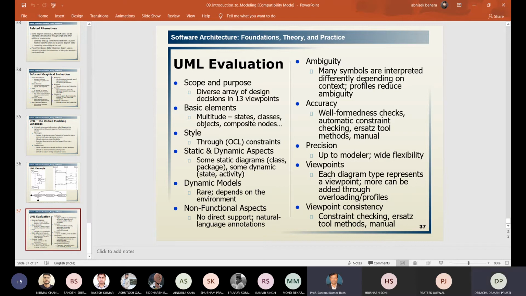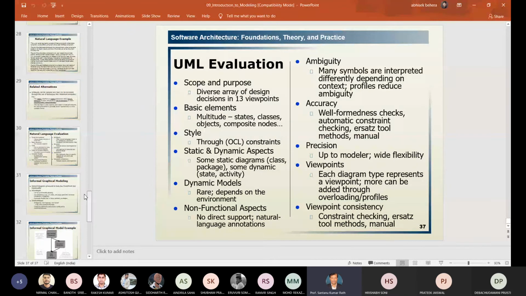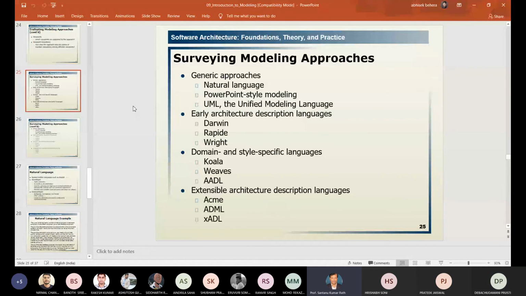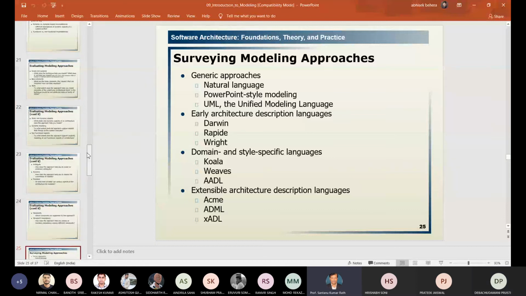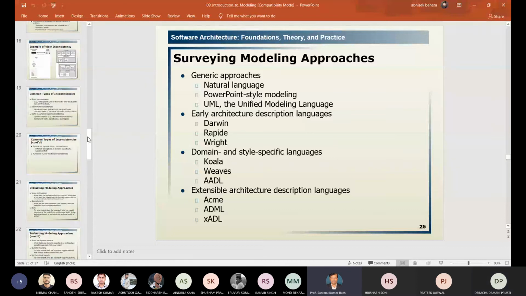This one. I think there are nine more. Very nice. There are 9 different models. We will study them one by one and evaluate them using the 11 parameters.